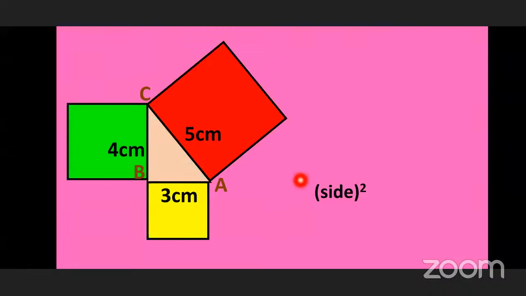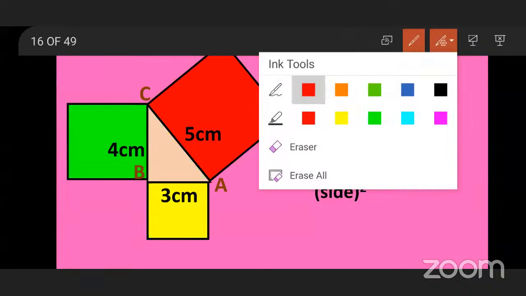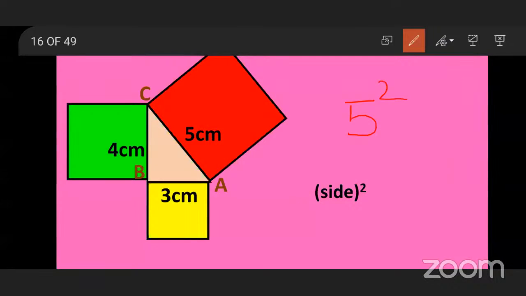Okay, children. See, it is side square. Side square means side times side. So, 5 square. See, I will show you. It is 5 square. So 5 square means 5 times 5. Okay. 5 times 5 is 25.